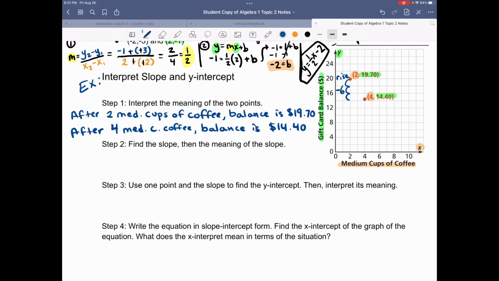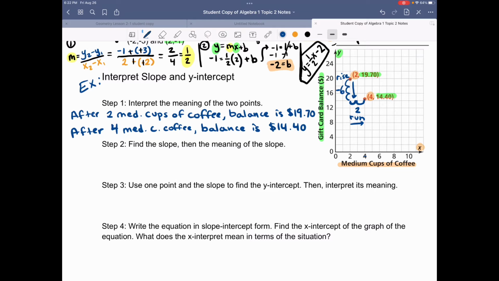And our run, are we also counting by 2's here? No, we're counting by 1's in this case. So each square counts as 1. So the run is 2. That's tricky. And the reason the run is positive is because we went right, and the reason the rise is negative is because we went down.